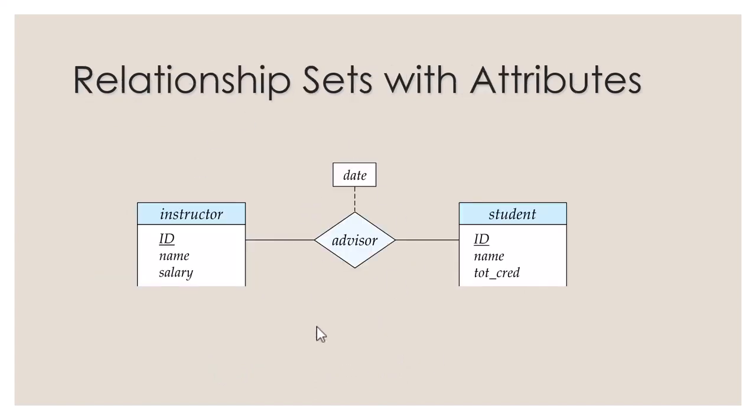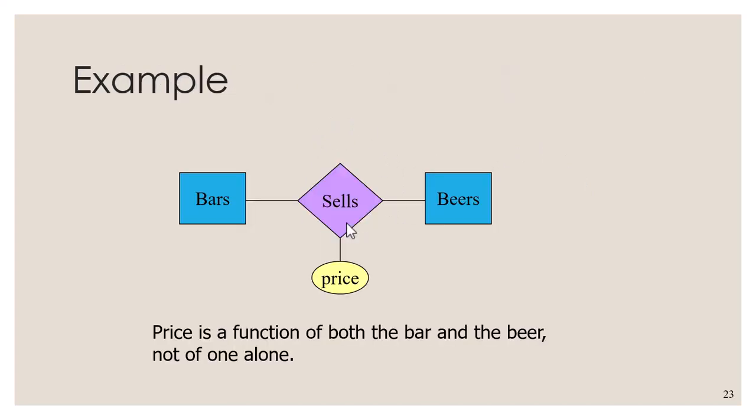This is what we just talked about. This instructor is advising this student, and there's a date associated with it. We have bars sells beer, and then there is an attribute to this relationship, price, right?